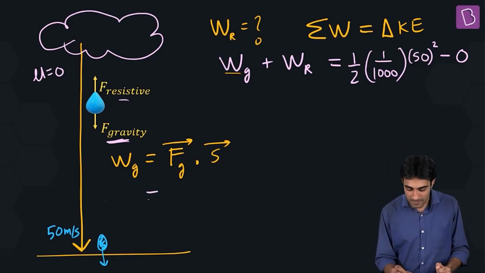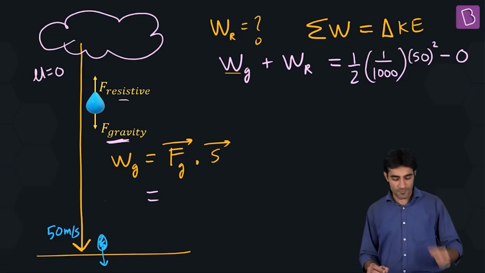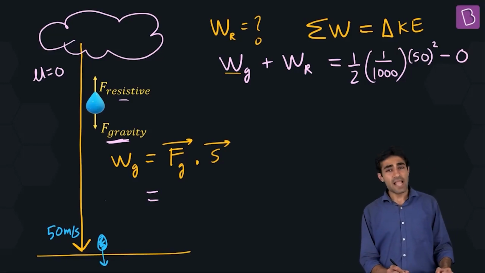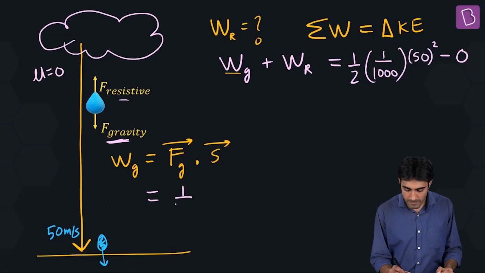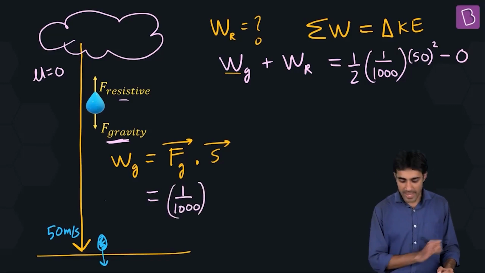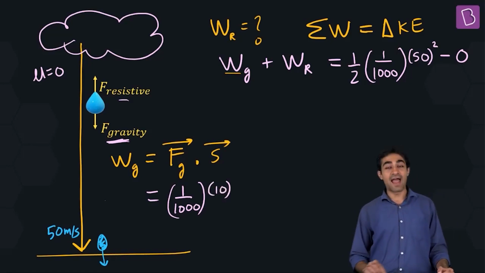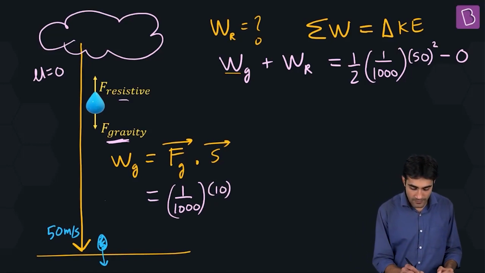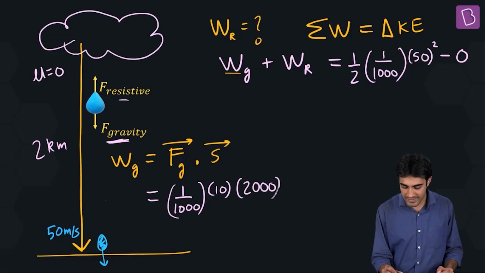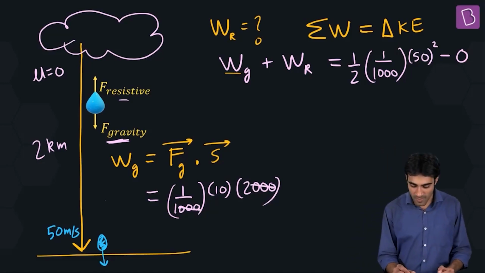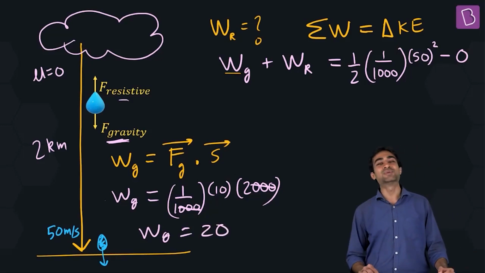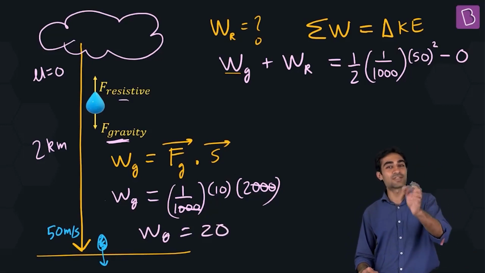Okay, so we can write the magnitude of gravitational force. It is mg, and m is 1 upon 1000. This is 1 gram, and 1 upon 1000 kg. m into g. g is 10, and the displacement has the total value of 2 kilometer or 2000 meters. We can see 3 zeros cancel out straight away, and work done due to gravitational force is 20 joule. Gravity will do a positive work.